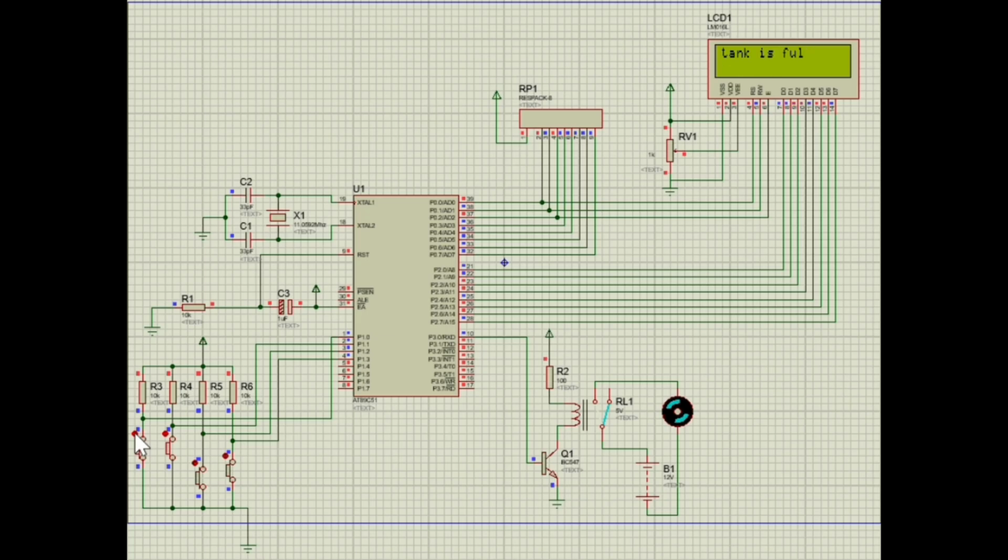We can conclude that this system has demonstrated sufficient potential in monitoring and controlling water levels in various applications. The system's ability to provide real-time water level status and automatic control of water pumps based on predefined levels showcases its efficiency and reliability. Thank you.